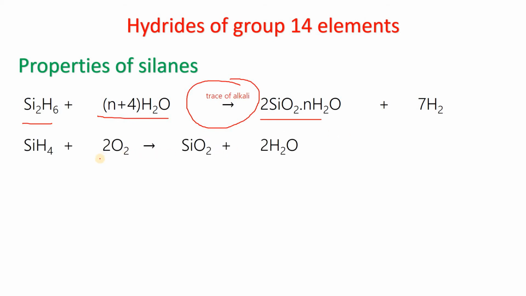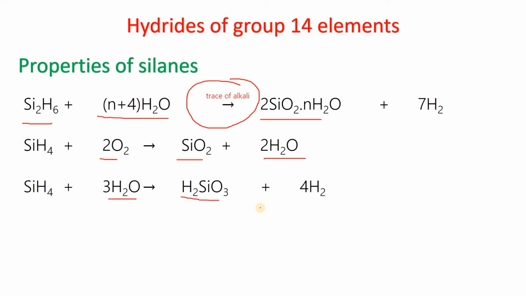When silane is reacted with oxygen, you will again get the silica and H2O. A similar reaction of methane with O2 is formation of carbon dioxide and water. Silane when hydrolyzed with water, you will get silicic acid, H2SiO3, and hydrogen is liberated.